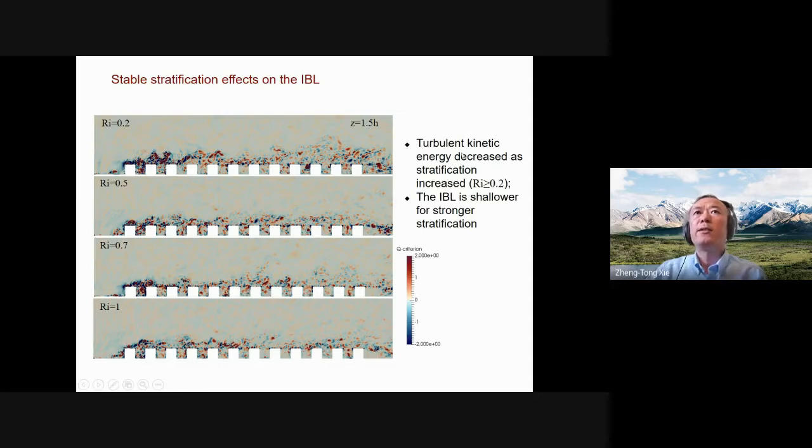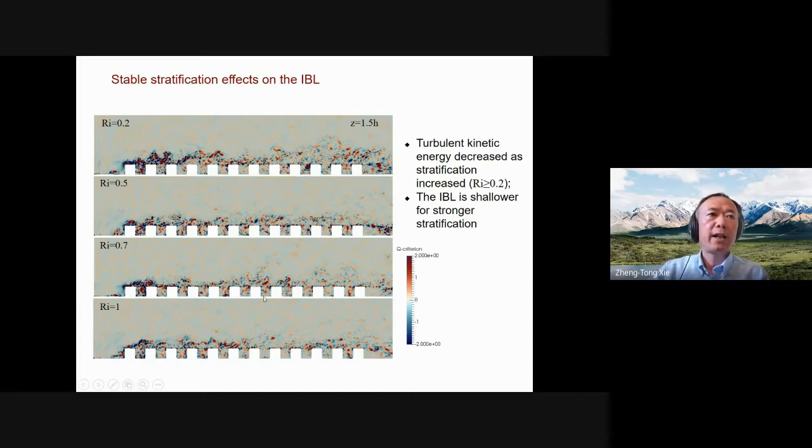Yeah. So two points here. First, you can see the internal and external boundary layer interface is much shallower at higher stratification than at low stratification. Yeah, this is very obvious, right?